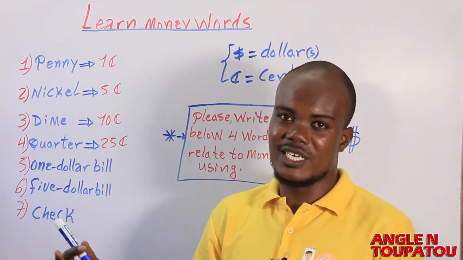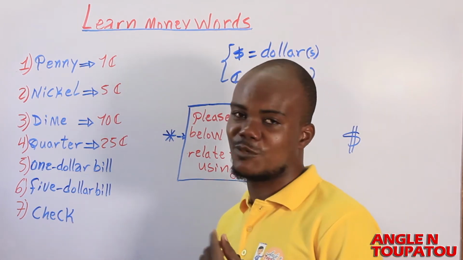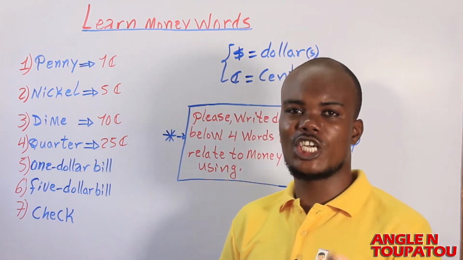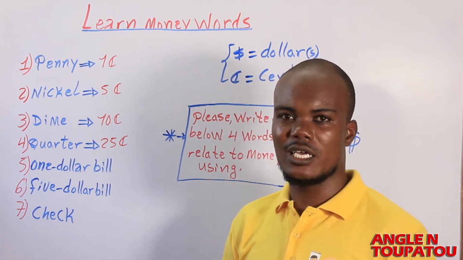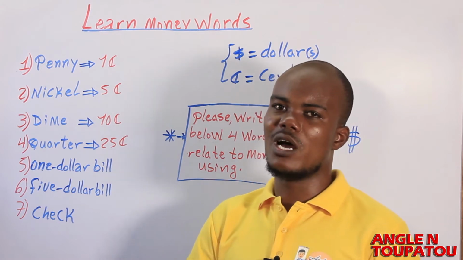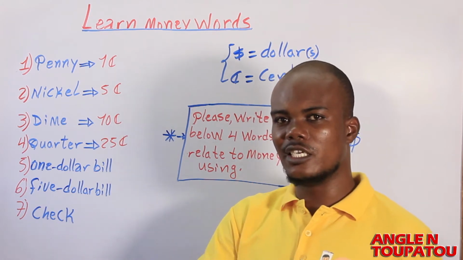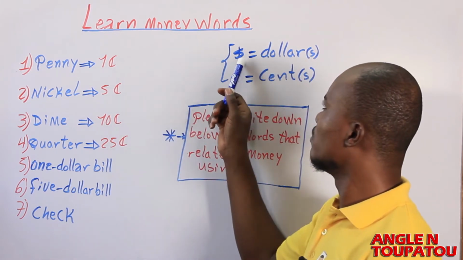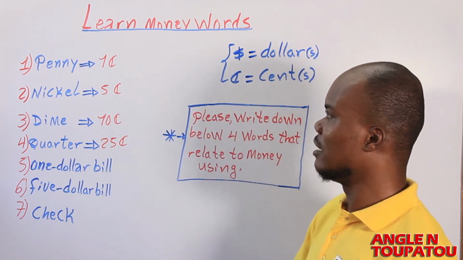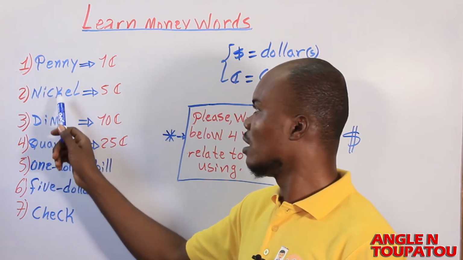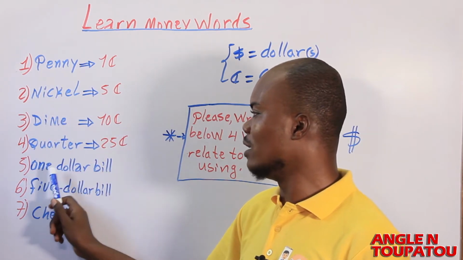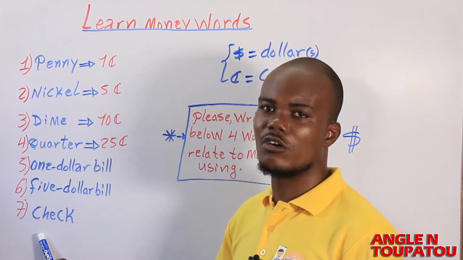So cash money and to cash money. Okay, you say to cash it or to cash a check. Okay, good. You know, dollar and cent. Penny, nickel, a dime, a quarter, $1 bill, $5 bill, or check.